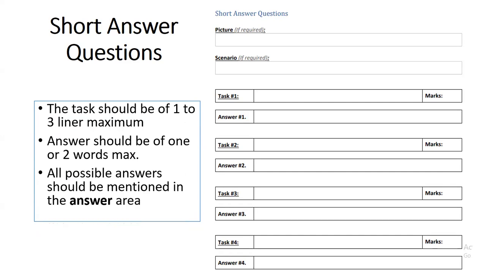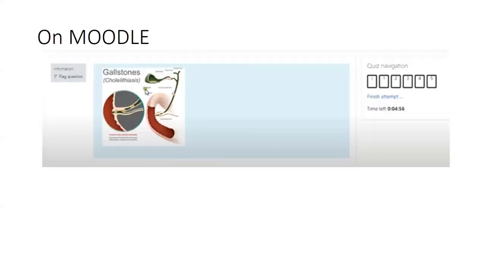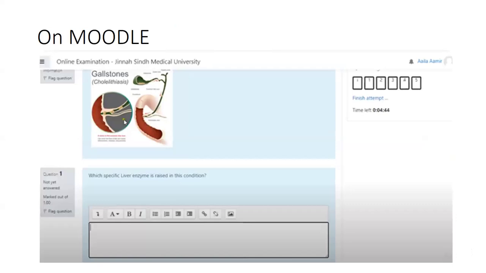So this is the same as true and false, but there are statements present, and you have to mention a blank, and then the student has to fill in the blank. Here they have to just answer in 1 or 2 words max. This is a picture you can see. The student is giving the answer on a short answer question. There's a picture mentioned here, and the question is, which specific liver enzyme is raised in this condition. Gallstone is mentioned here, and the person only has to write 1 word.